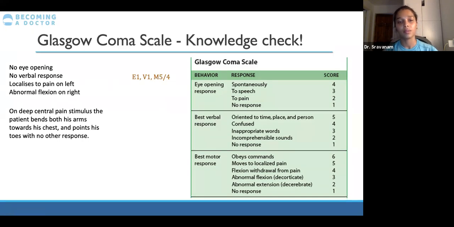Any guesses? M3? Okay, what about E and V? Okay, good.